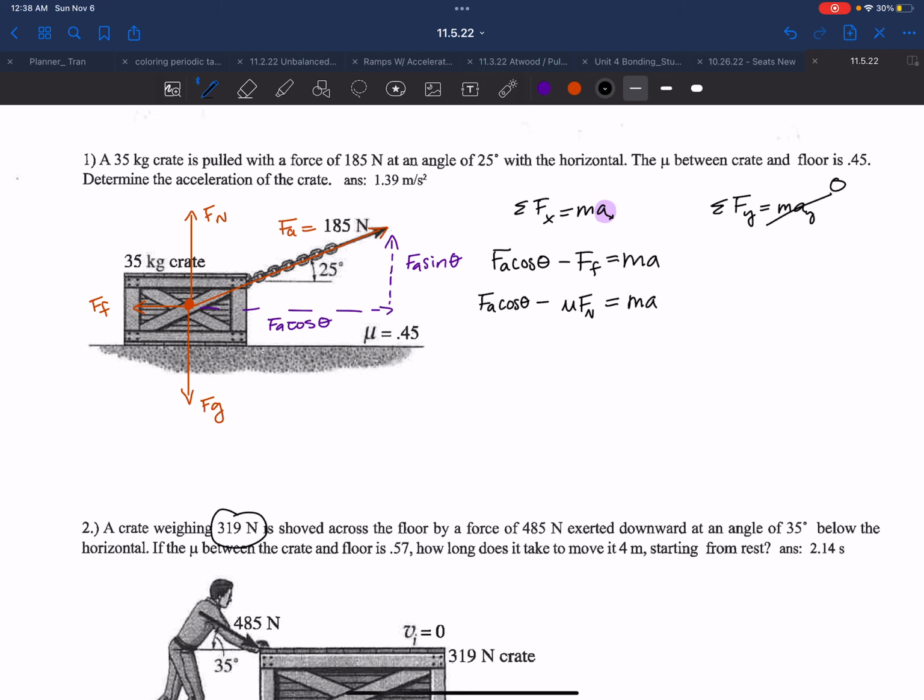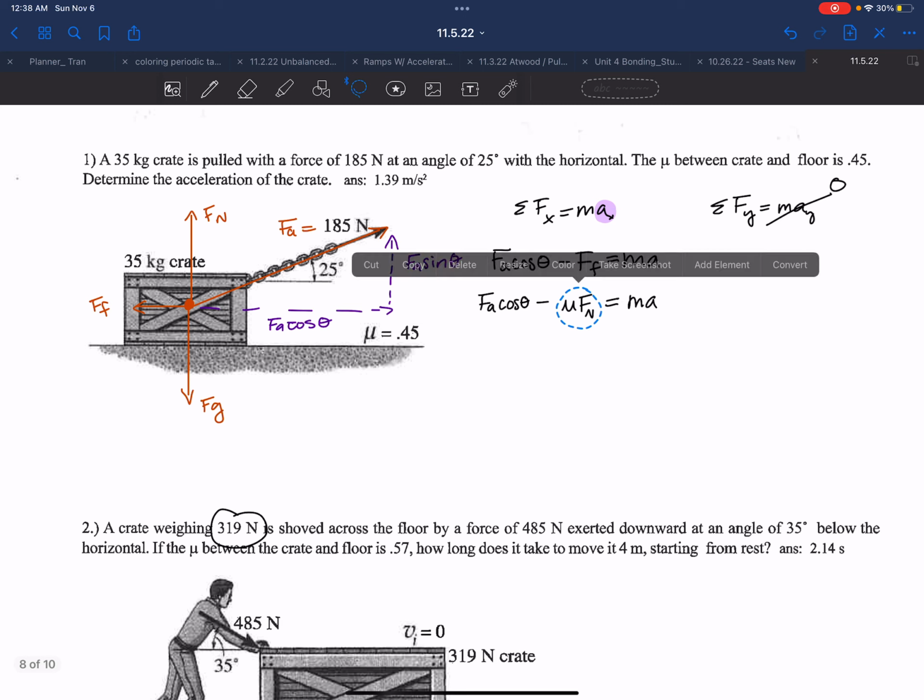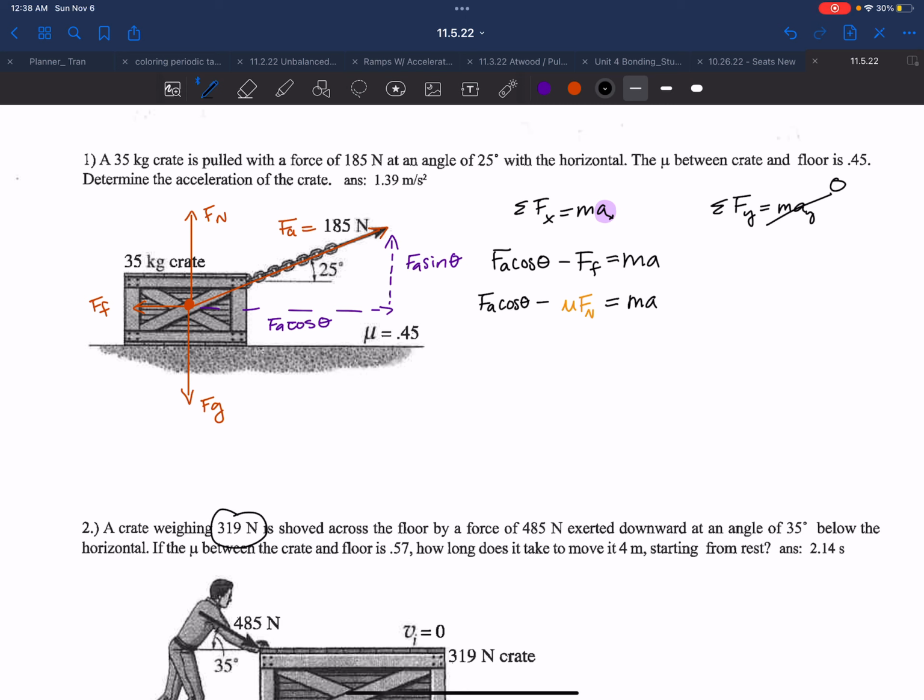So from here, all I have to do is find my forces for the y direction. I just wanted to change that color. So for the y direction, there's 3 of them: 1, 2, 3. And these 3 are going to be force normal plus F_A sine theta minus F_g, which will become mg. Okay, so this will become mass times gravity. So from here, I want to solve for acceleration once again.